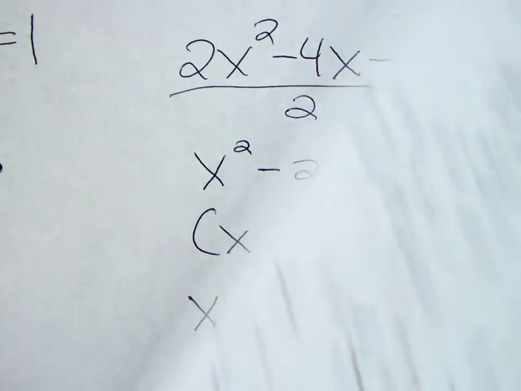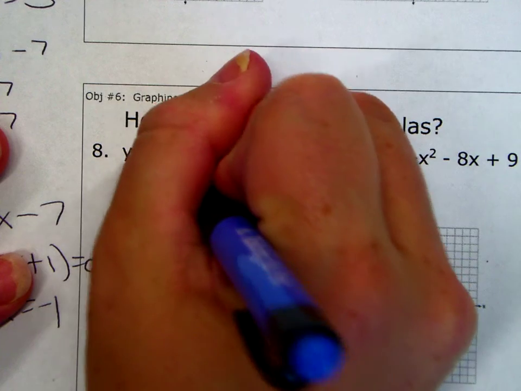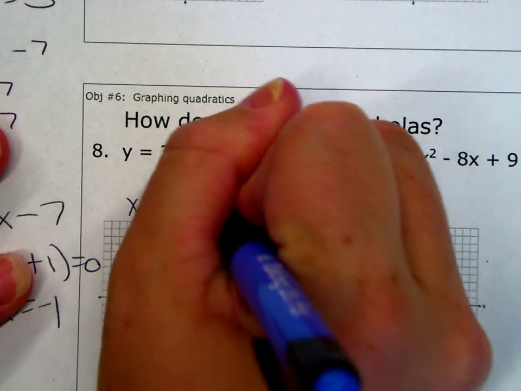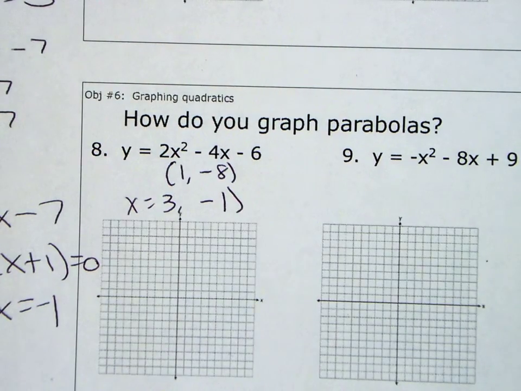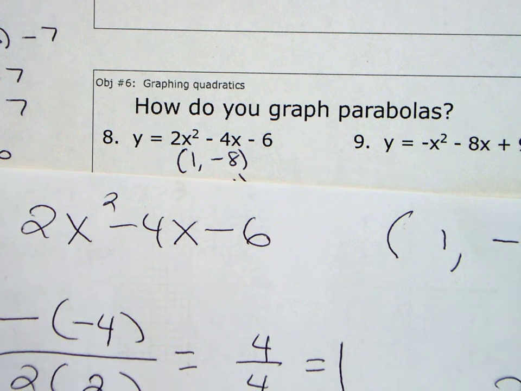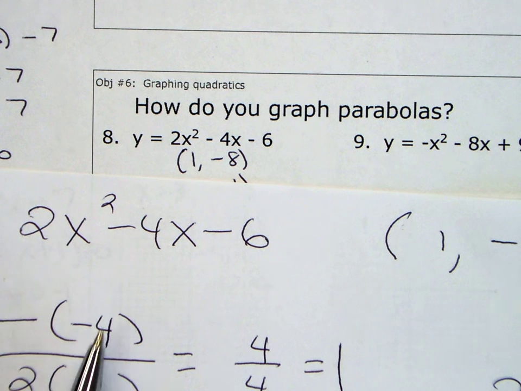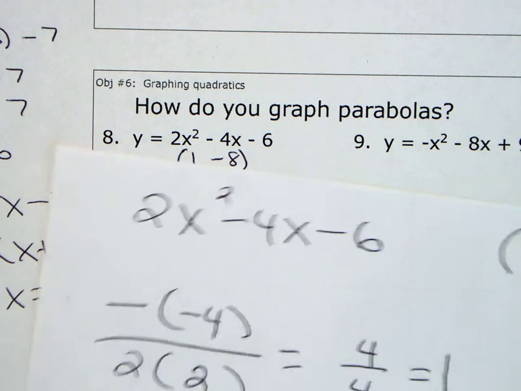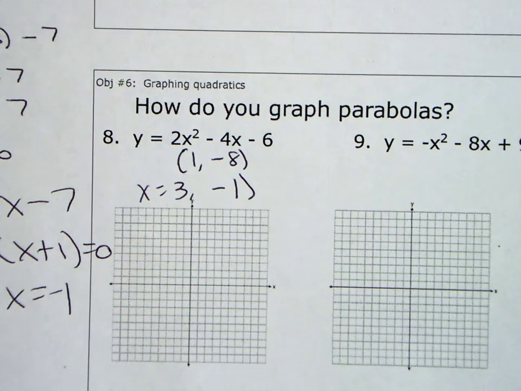So instead of putting all those points, I'm going to cheat. I'm going to put the vertex, which was 1, -8, and then the roots, 3 and -1. I feel like that should be -9. Did I do something weird? 2 times 1 is 2, minus 4, minus 6. -b over 2 times a, 4 over 4. Okay. I guess I'm right. I don't know. I feel like something is wrong there.